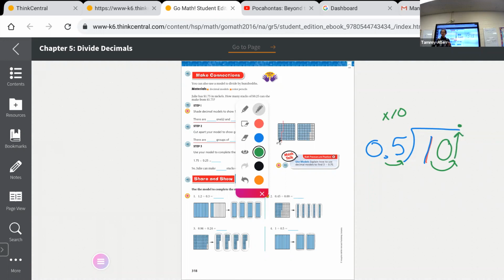Does that make sense? How many times does 5 go into 10? 2 times. And my answer is 2. Now, let's go back and look at the original problem. If this were $1 divided by 50 cents, because that's what it essentially is, right? How many 50 cents are in $1? 2. Does that make sense? Okay. All right. Questions on this? All right. We good?